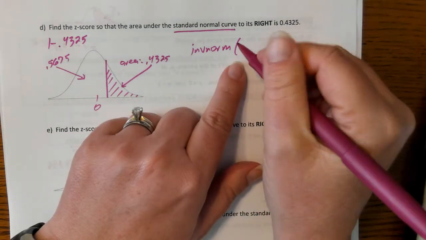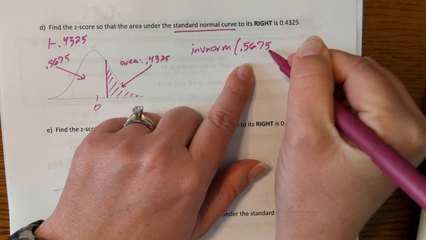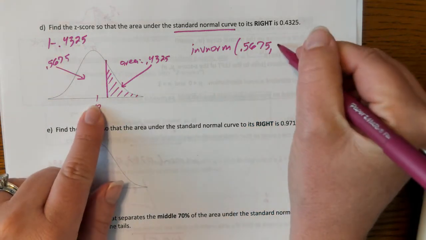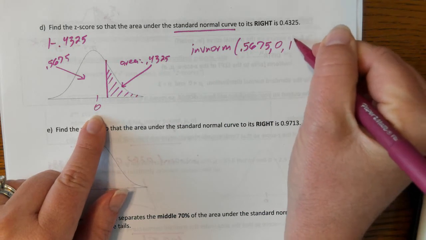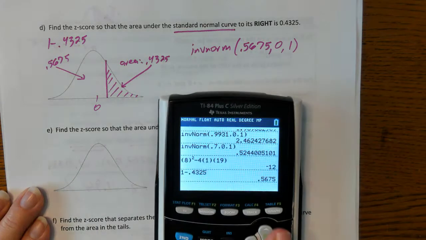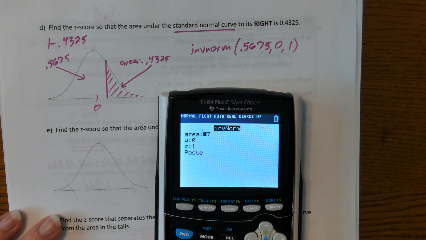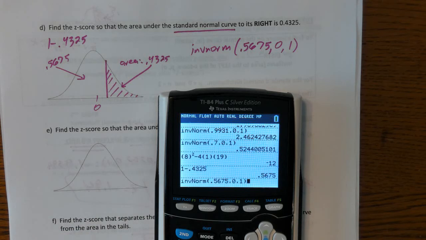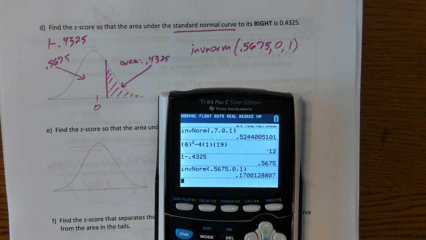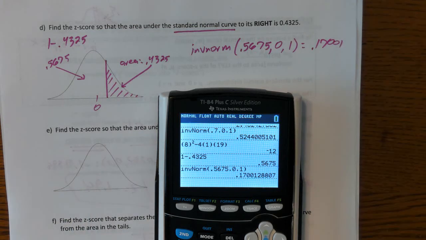So when I choose inverse norm in my calculator, I'm going to say, hey, the area on the left is 0.5675. The mean is 0, and the standard deviation is 1. And I'm choosing 0 and 1 because they told me it was a standard normal curve. Okay, so second vars, I'm going to pick inverse norm. I'm going to tell it the area on the left is 0.5675. Mean is 0, standard deviation is 1, and I paste it in and hit enter, and it tells me 0.17001, blah, blah, blah. Okay?